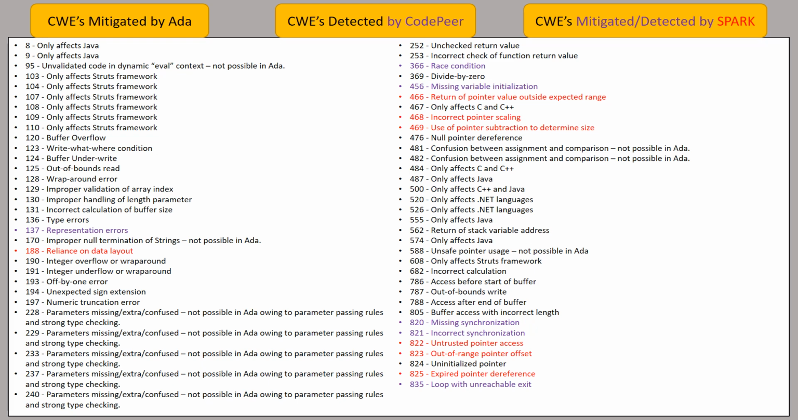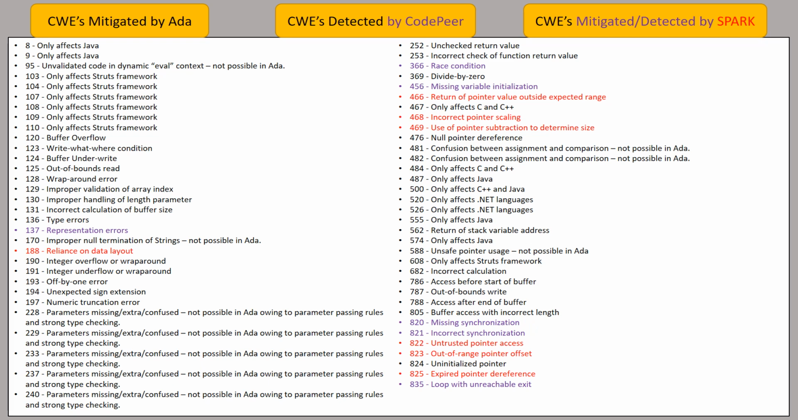With CodePeer and Spark, we can detect everything that would manifest as a runtime check, as well as look for potential race conditions in our application. We can also guarantee that we are initializing variables before use, which is the source of potential errors and exploits. With Spark, we also have the added benefit of removing pointers, which mitigates many more potential issues.